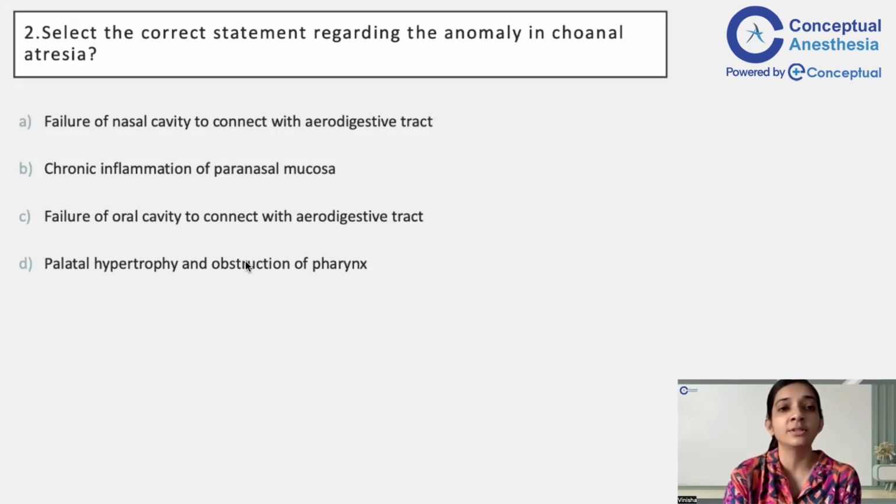Next question. Select the correct statement regarding the anomaly in choanal atresia. Failure of the nasal cavity to connect with the aerodigestive tract, chronic inflammation of the paranasal mucosa, failure of the oral cavity to connect with the aerodigestive tract, or palatal hypertrophy and obstruction of the pharynx. So the basic pathology in choanal atresia is failure of the nasal cavity to connect with the aerodigestive tract.